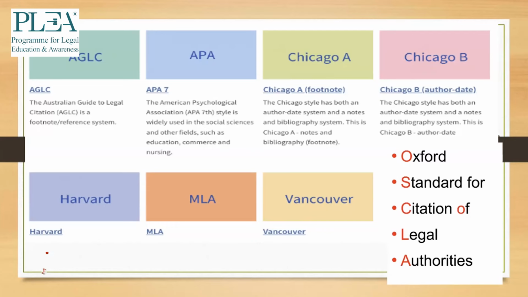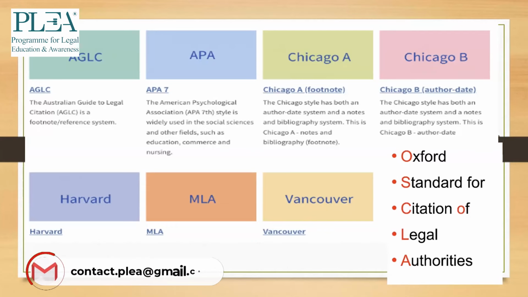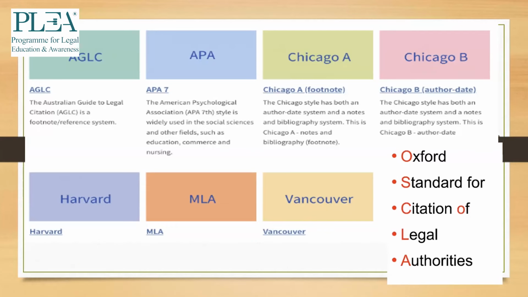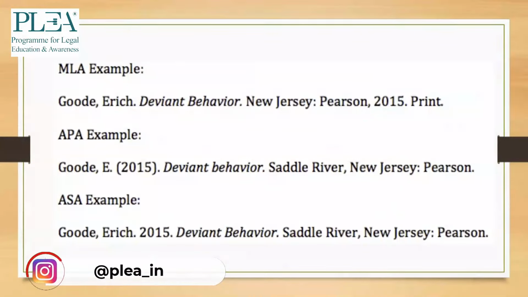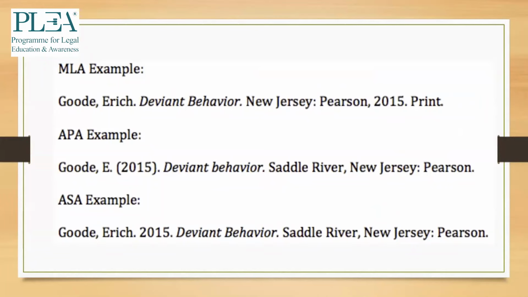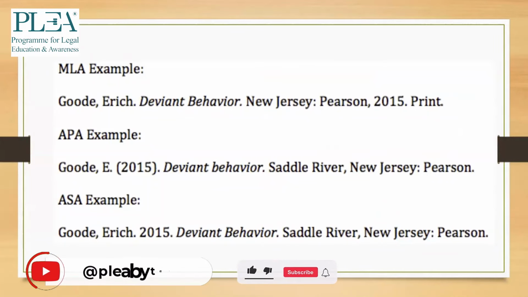So this is not something very difficult. Once you start practicing, it becomes very easy. Let us see some examples. MLA. Okay, let's see the example. This is a book, published in 2015. So how is it mentioned?